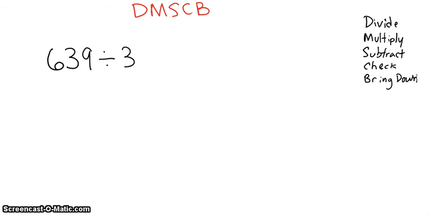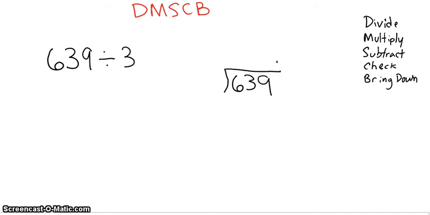And we're given the problem 639 divided by 3. So we would write this problem, the number that comes first is the number we're going to be dividing into. So 639. And that's going to go inside our little division box. And then we're dividing by the number 3. So that's going to go outside right over here.